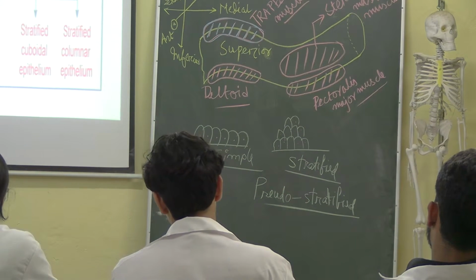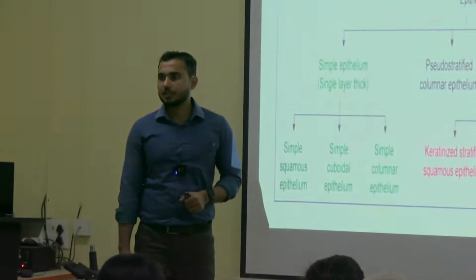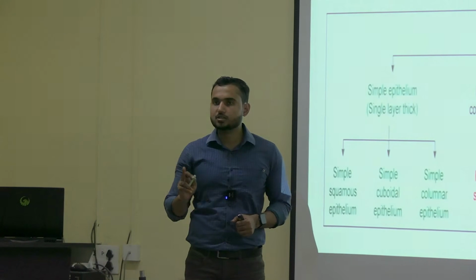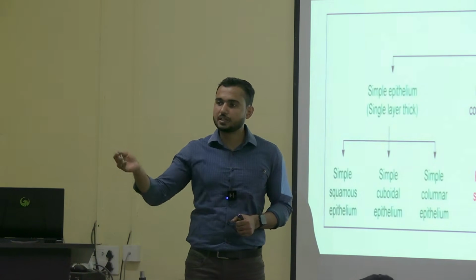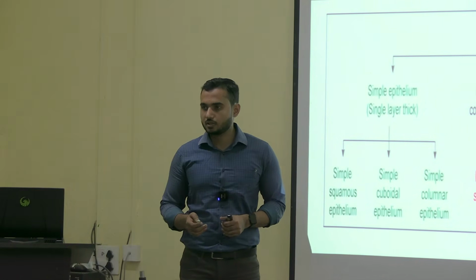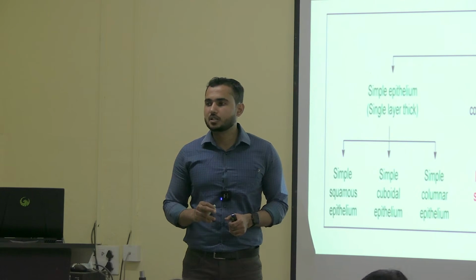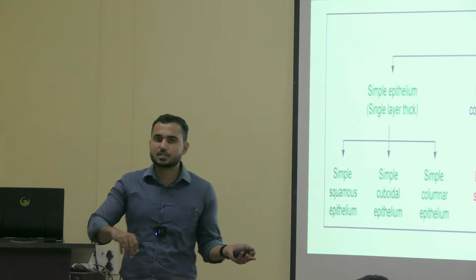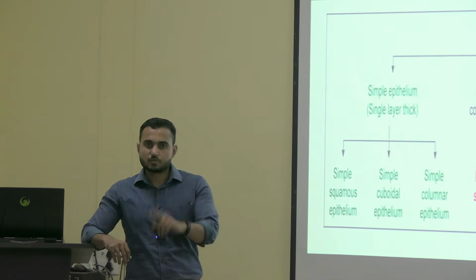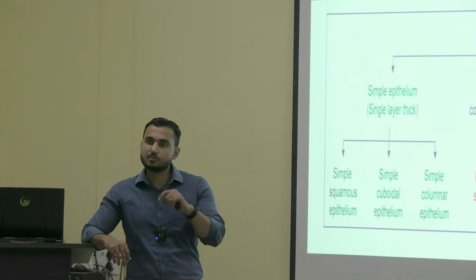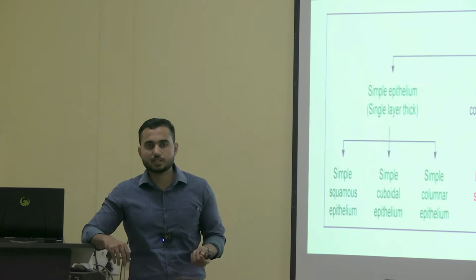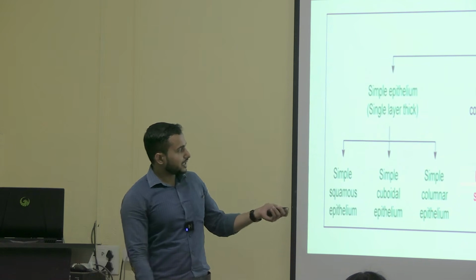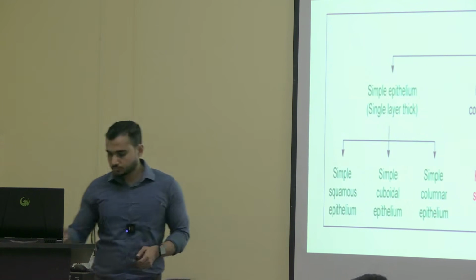So how is the classification done? Based on layers of cell on the basement membrane. If single layer, then it is called simple. If multiple layer, then it is called stratified. In between the two, that is called pseudostratified. So what is the meaning of pseudostratified? Falsely multiple layer. Actually, this is a single layer, but when you see it, it will appear as multiple layer. That's why it is called pseudostratified. Okay? Now come back to the classification.